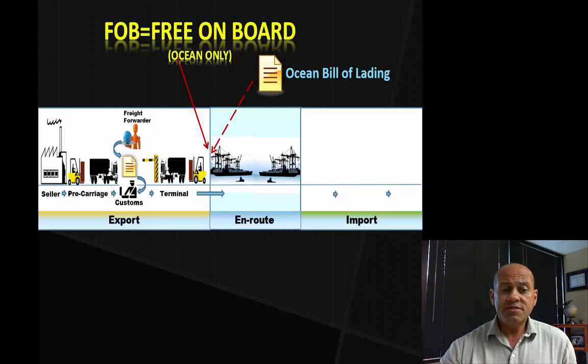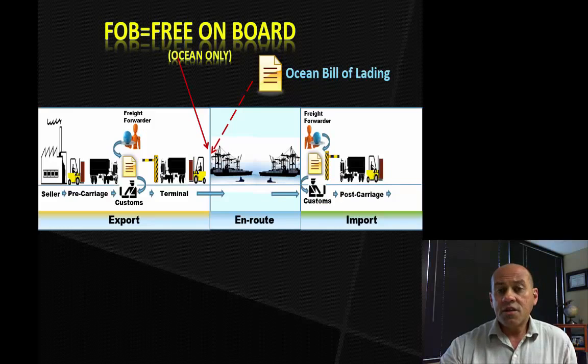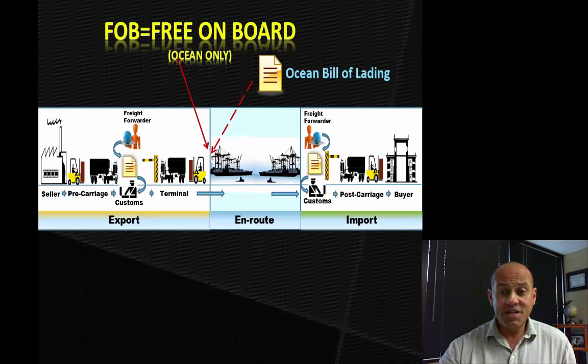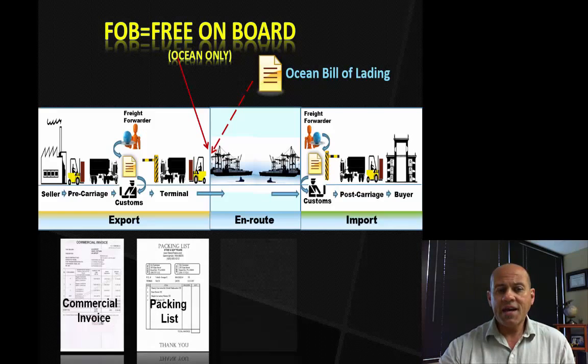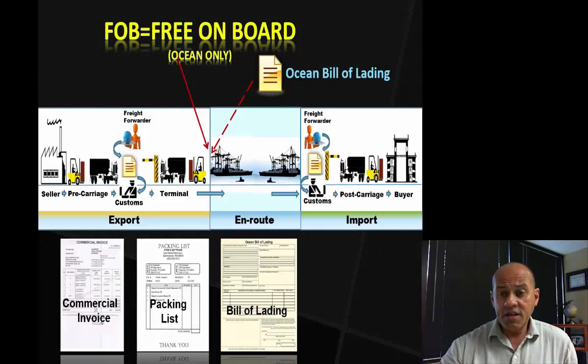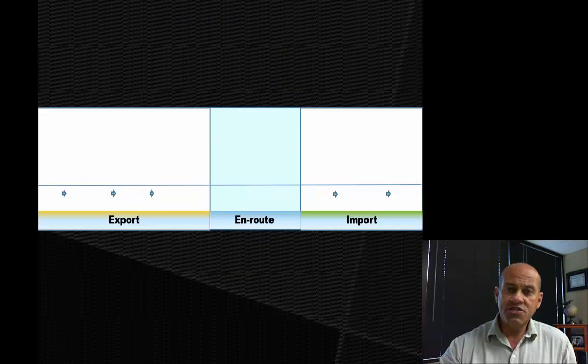So now that the seller has delivered onboard ship, now it's the buyer's responsibility to pay for the freight, clear the goods through customs, unloading, any inspection fees, and the on-carriage to the ultimate destination. And again, a commercial invoice is involved, packing list, bill of lading, ocean bill of lading this time, and wood packaging certificate.